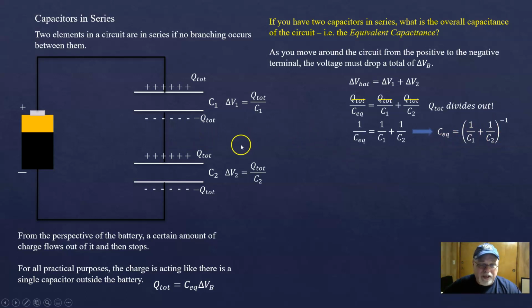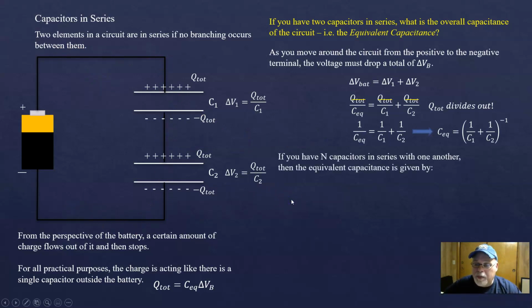We did this for 2 capacitors, but if I had 100 capacitors that were in series with each other, then the equivalent capacitance of any number of capacitors in series with one another is just given by this equation here. You take 1 over C1 plus 1 over C2 plus 1 over C3 all the way up to 1 over Cn, add all that together, and then take the inverse of that. Do 1 over all of that, okay? Don't forget this. Students forget this all the time. They'll do this, and then they'll fail to do this part, all right?